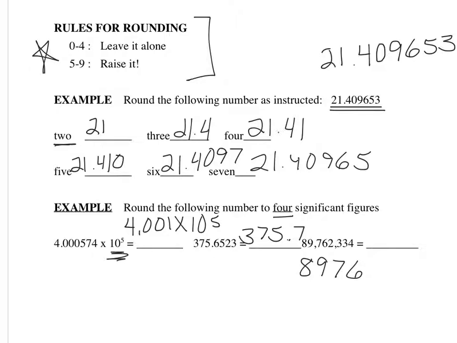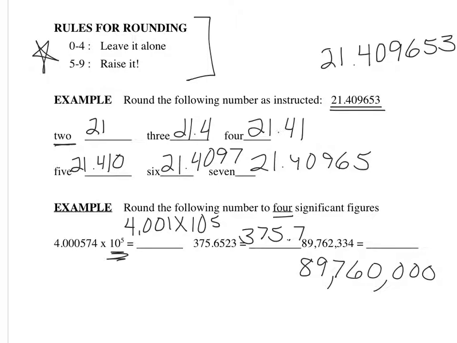89,000 is completely different. Actually, I didn't even say that right. That's 89,762,334. Completely different number than 8,976. So don't forget to throw in all of those additional insignificant zeros in that case. So that's going to be really important.